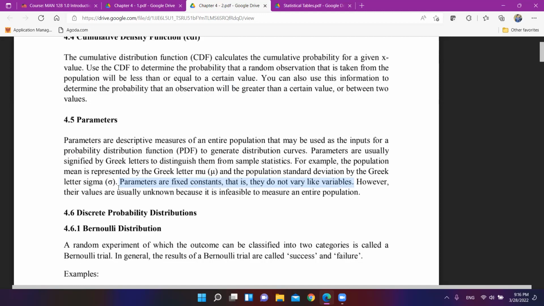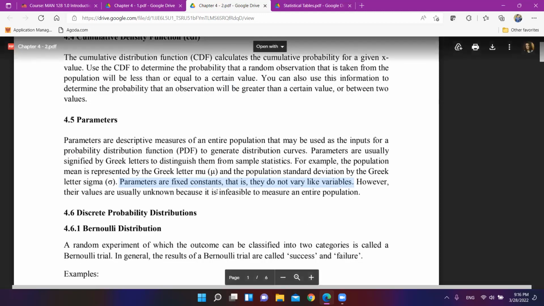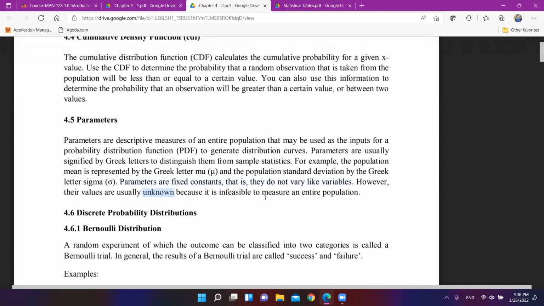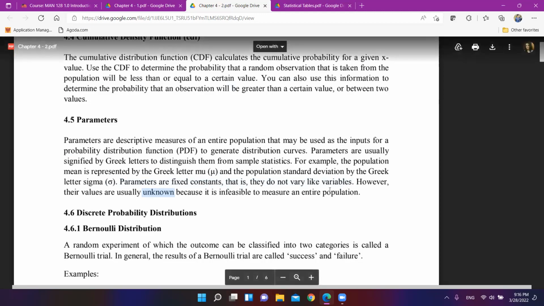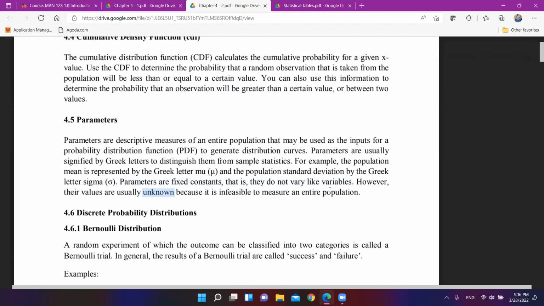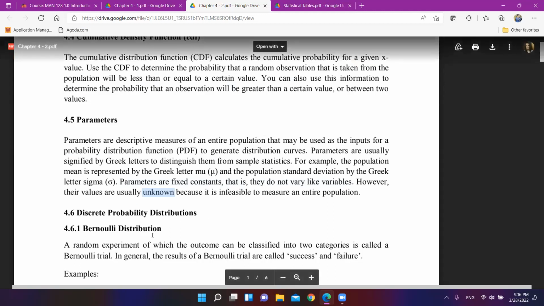හැබැයි අපි sample එකක් ගත්තොත් it depends on the sample. That is what we call the sample statistic, right? So parameters are fixed constants. However, their values are usually unknown. They are unknown because it is infeasible to measure an entire population. ඇත්තටම අපිට population survey හැමදේම කරන්න බෑ. Unlike in an election එකේ නම් population survey එකක් තමයි කරන්නේ. Everybody has to vote, right? So everybody's vote is considered. So it's a population survey. It's a census, right? Census study.